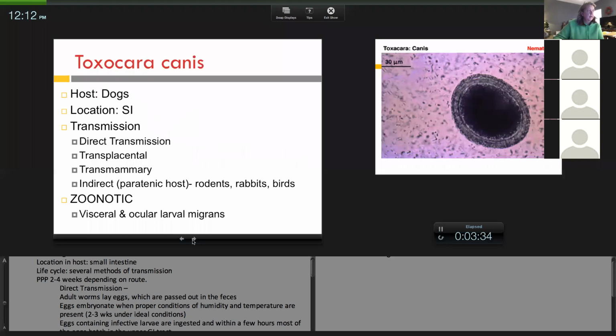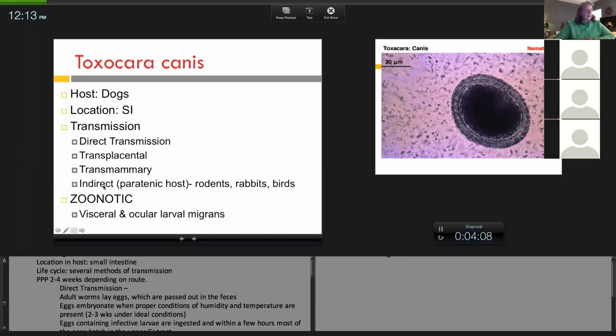Now, the most common, obviously, Toxocara canis. It is located within the small intestine of dogs. Now, it can be transmitted by direct contact with infected feces. It is also spread through the placenta. So if the mother has it, she's going to spread it to the pups, hence why we always worm pups right away after they're born, and it can be transmammary, so they get it through nursing.